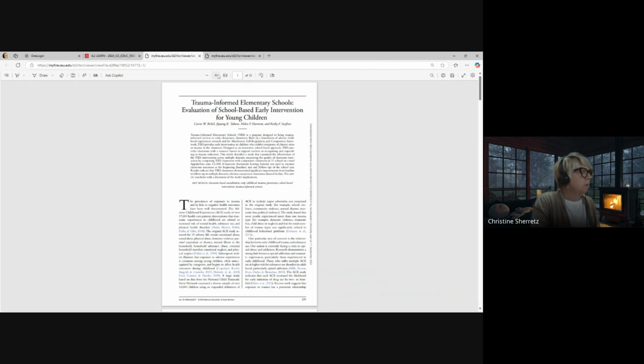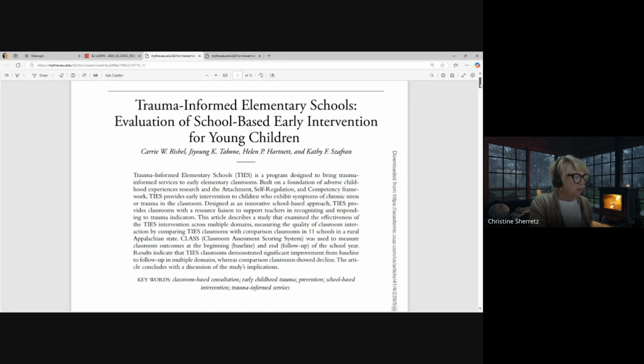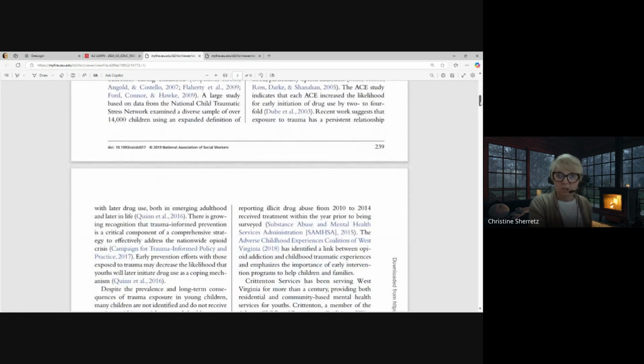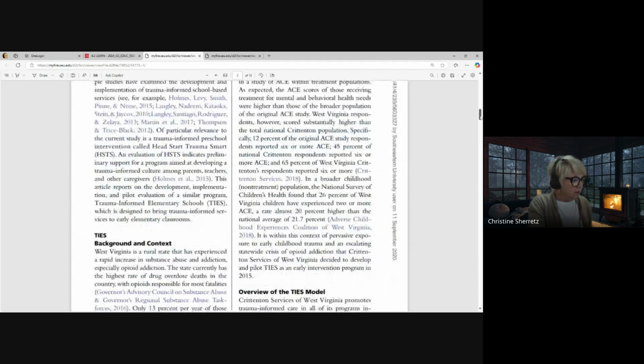I always have to go back and reread, make sure I know what I'm saying here. Okay, so this article is about trauma informed elementary schools, looking at early intervention of young children. And this one really explains again what trauma informed teaching is, what an ACE is, and it gives you some research about how trauma does impact learning.